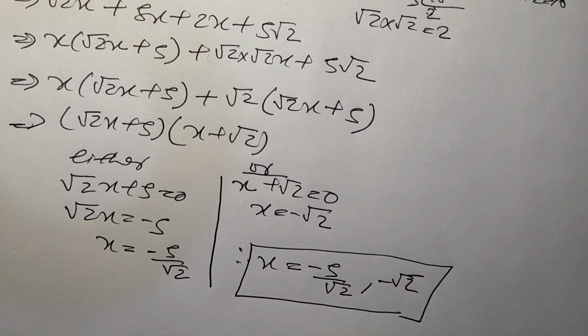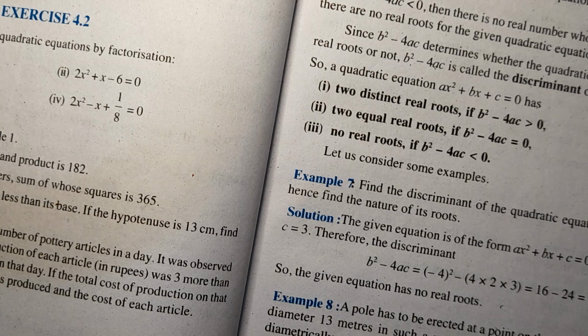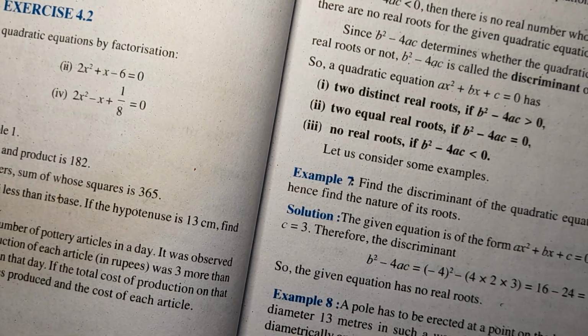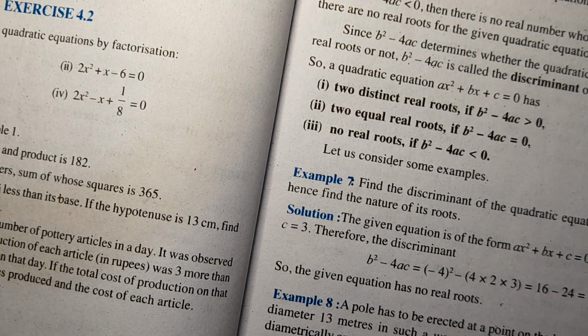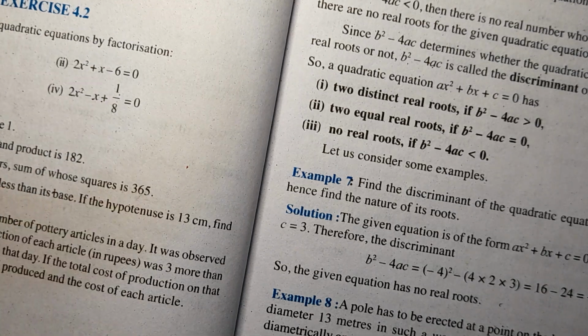Roman number 3 complete. Roman number 4. It is given in the form of a fraction. First we have to remove the fraction. Whenever we solve a quadratic equation, we cannot leave it in the form of a fraction. That is 2x² − x + 1/8 = 0.